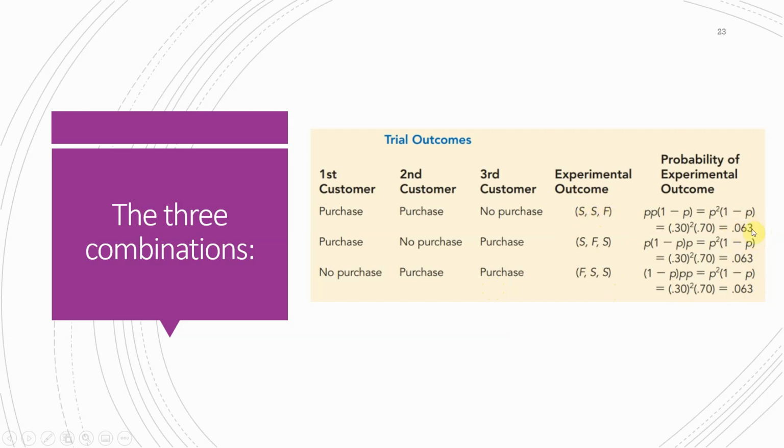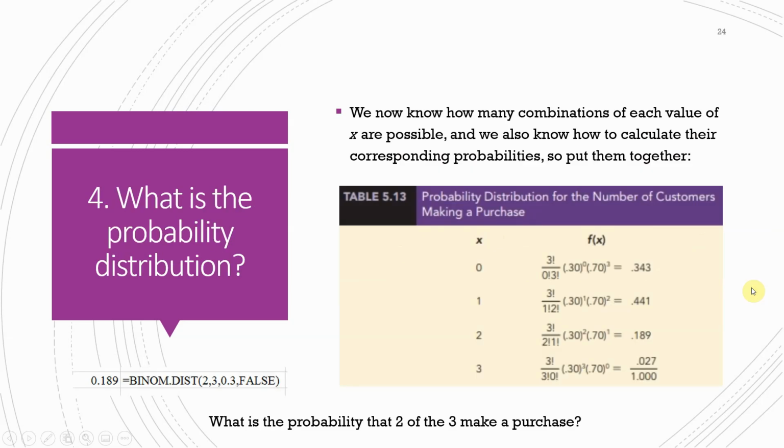We've now learned that there are 3 possible combinations for what we're interested in, 2 successes out of 3 trials. And here's the probability of each one. So we can put these 2 together. Remember, we've been looking at the random variable X, the outcome if 2 out of 3 people make a purchase. We can put this together.